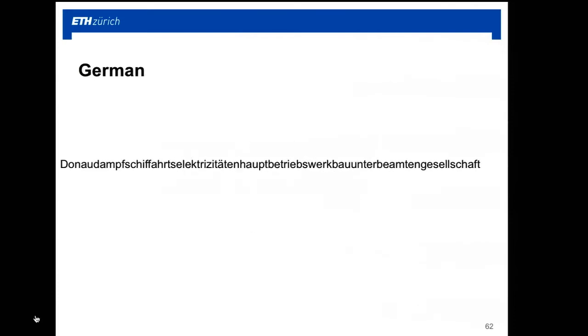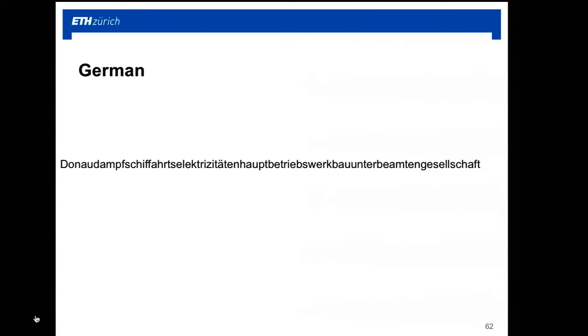There is another example in German. This is one of the longest words I know. Donau, dann Schifffahrt, Elektrizitäten, Hauptbetriebswerk, Baubeamtengesellschaft. It's not even so easy to pronounce in a single chunk. This one maybe you want to index just for the fun of it, but if you actually think about it, you may want to come up with a way of tokenizing Donau, Dampf, Schifffahrt, even taking into account the change with the triple F versus 2F and so on, which is yet something else.